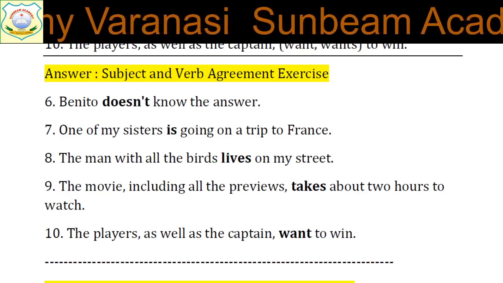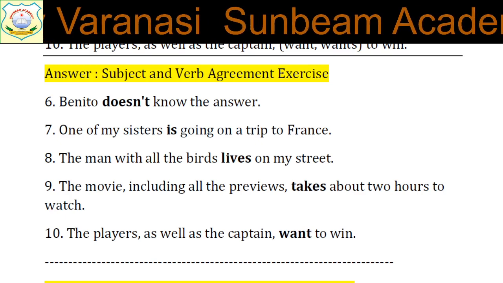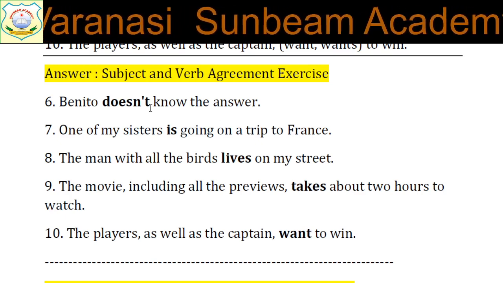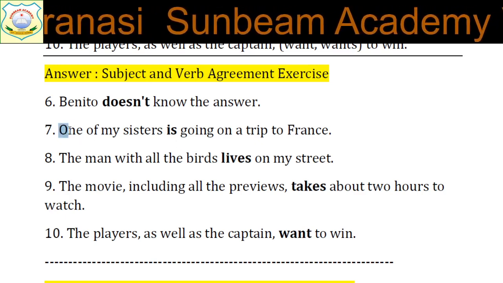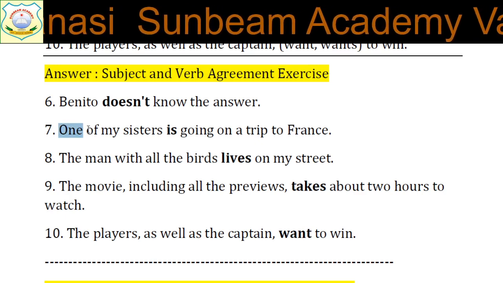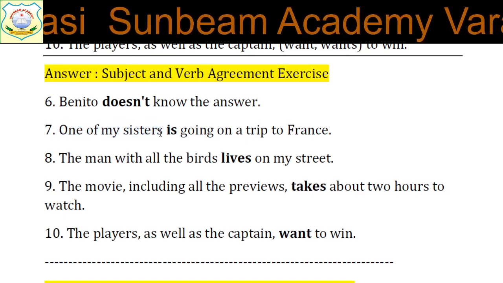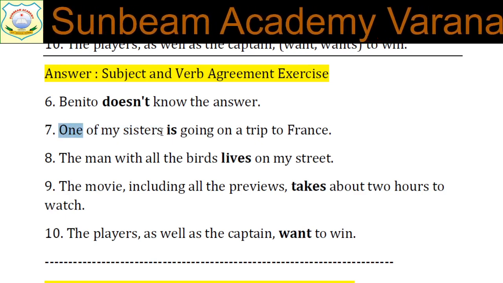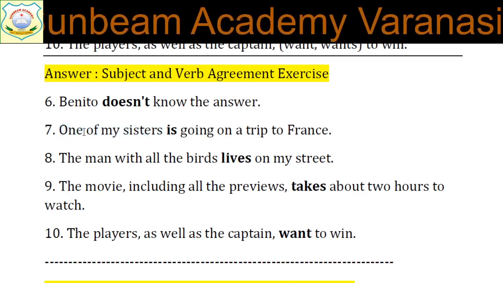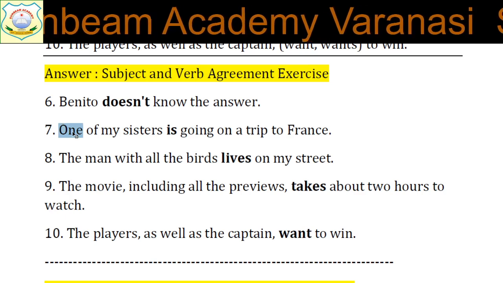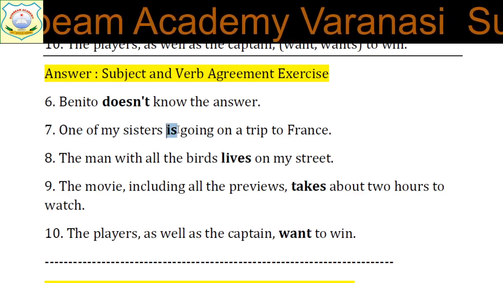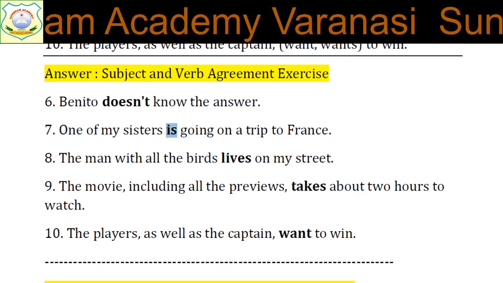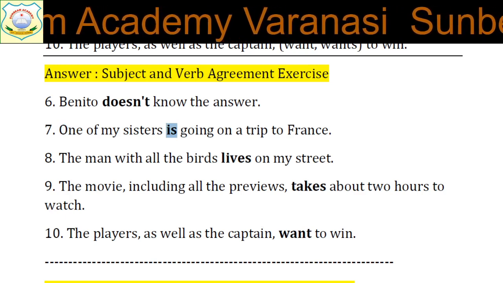So whenever there is the concept of one of, there you are talking about one out of many. So whenever you are talking about one, the following noun will be in plural form, and since you are talking about one, your verb will be in singular form. Okay, in the way children.